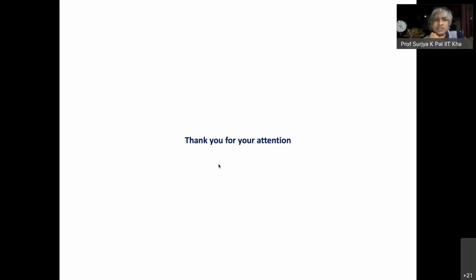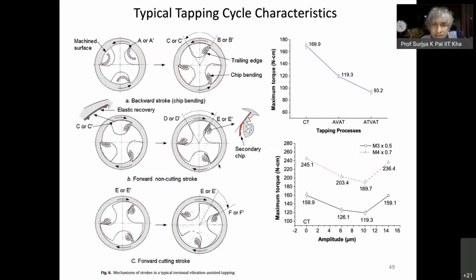And in case of the tapping operation, for the axial vibration, if you give amplitude beyond the optimum, the phenomenon gets totally opposite. You kind of overlap the machined surfaces. You come too far, and when the amplitude increases, then there is a problem. So you have an optimal there. Within that, you have to operate so that you don't have a secondary chip which is also removed during the process.